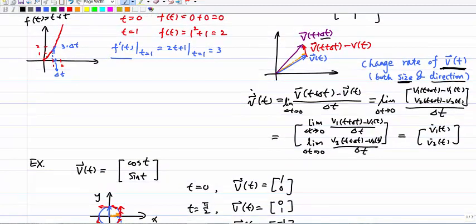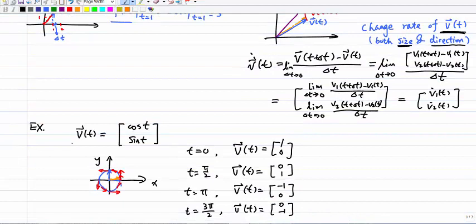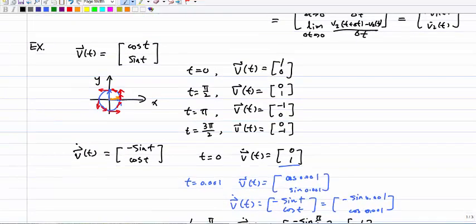So the physical meaning is the change rate of v sub t in terms of both size and direction. I'm going to give you an idea about what that means. Let's say I have v sub t, which is cosine t, sine t. When t is 0, my v sub t is right over here. If I replace t by 0, I have cosine 0, which is 1, and sine 0, which is 0. So this is this point.